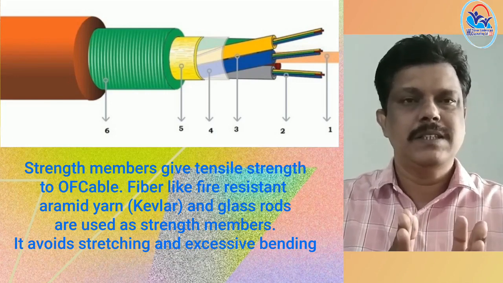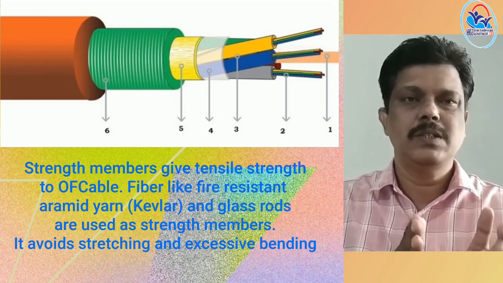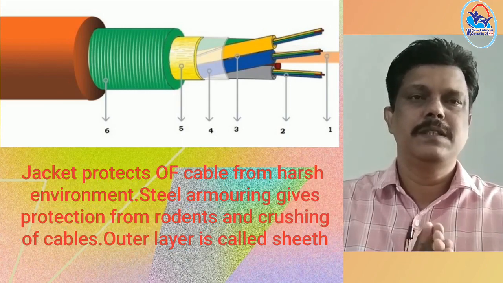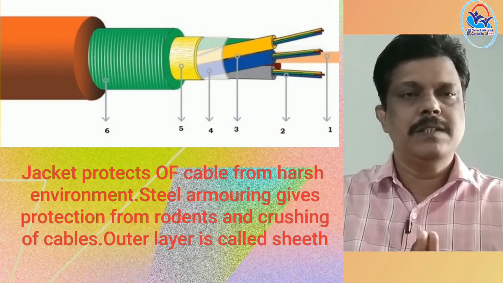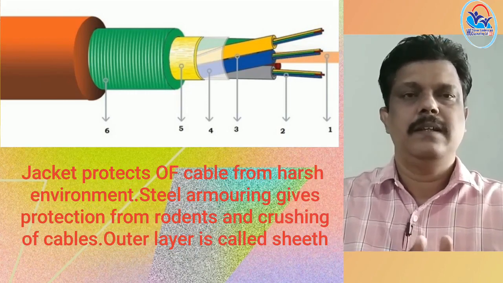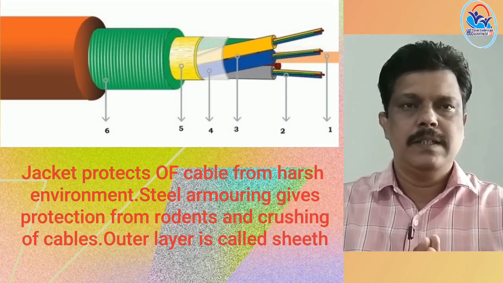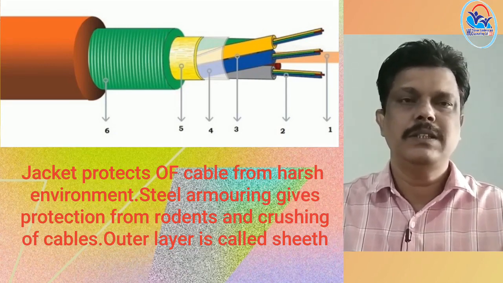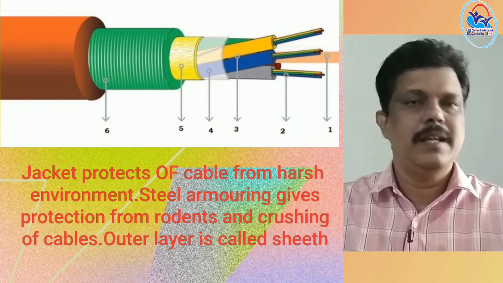It is a fire-resistant material. It provides extra strength to the optical fiber cable. Sometimes the strength member is made up of glass rods. Strength member protects the fiber from stretching and excessive bending. In order to provide extra protection, we give a jacket over the strength members. Jacket may contain more than one layer.